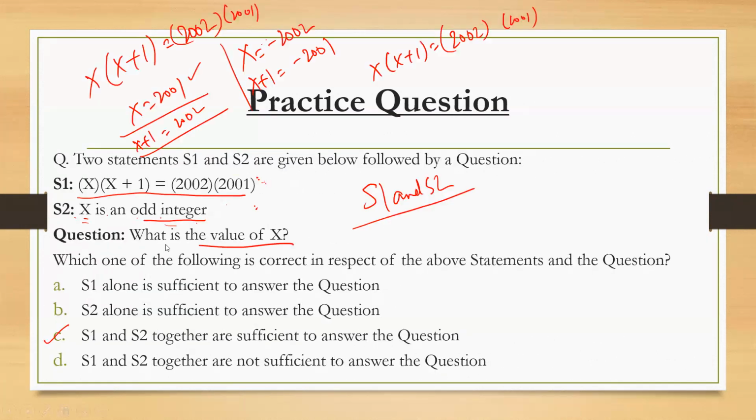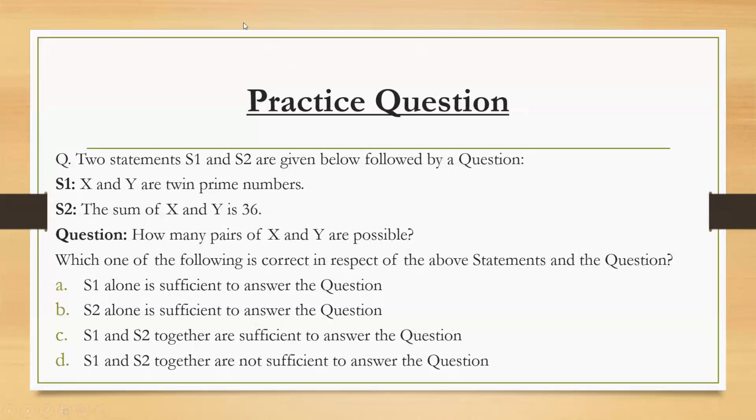Yeah, try this one. Okay. Now here you have x and y are twin prime numbers. Statement 2 says the sum of x and y is 36. So the question is, how many pairs of x and y are possible? ऐसे कितने pairs possible हैं? Okay, that's the logic. Try it out.